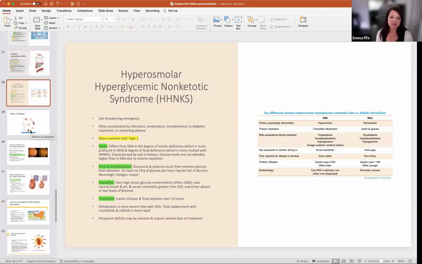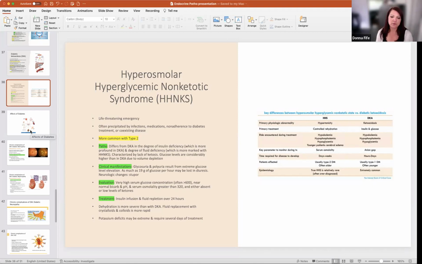Clinical manifestations: glycosuria and polyuria. These result from extreme glucose elevation. As much as 19 grams of glucose per hour may be lost in diuresis. Neurological changes such as stupor may occur. Evaluation: looking for a high serum glucose concentration, often greater than 600, near-normal bicarbonate and pH, serum osmolality greater than 320, and either absent or low levels of ketones.